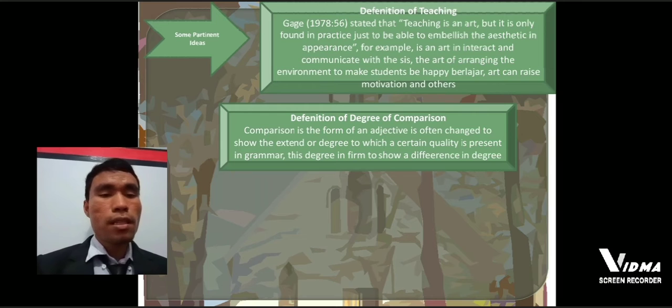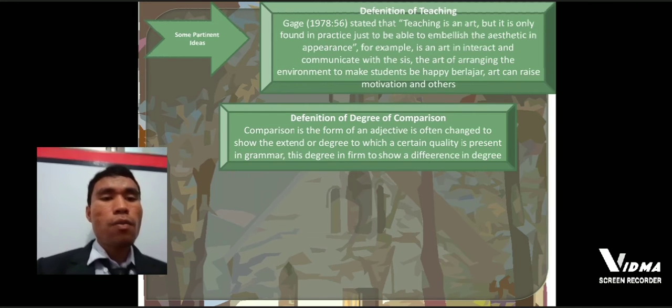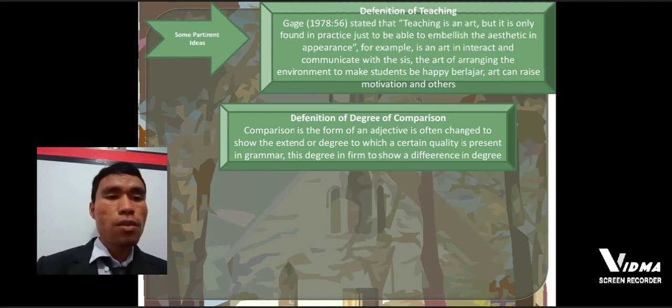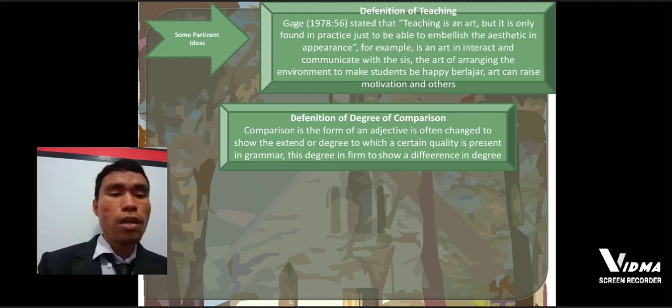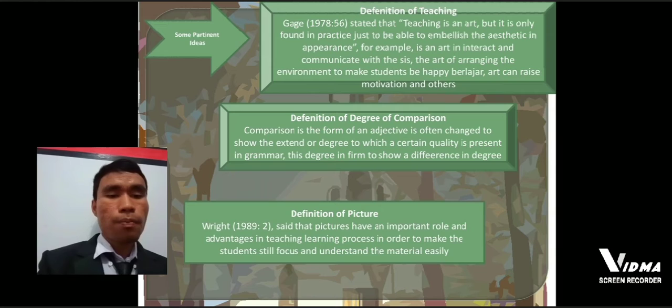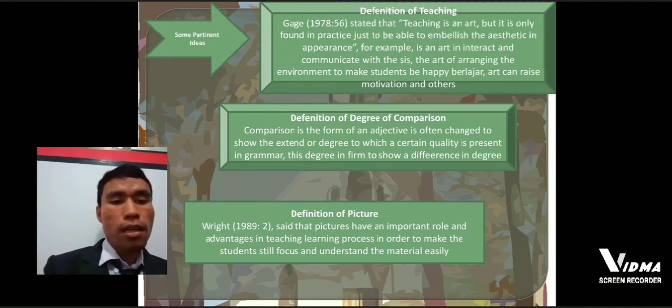Definition of degree of comparison. Degree of comparison is the form of an adjective that is often changed to show the extent or degree to which a certain quality is present in grammar. This degree is formed to show a difference in degree. Next, definition of pictures. According to Wright, in 1989, page 2, pictures have an important role and advantages in the teaching learning process in order to make the students stay focused and understand the material easily.